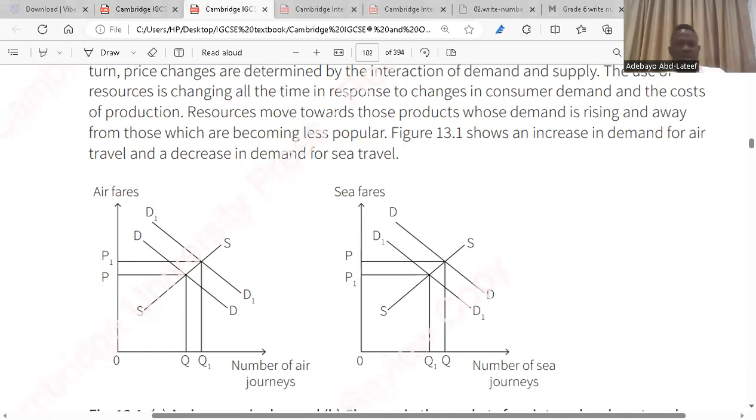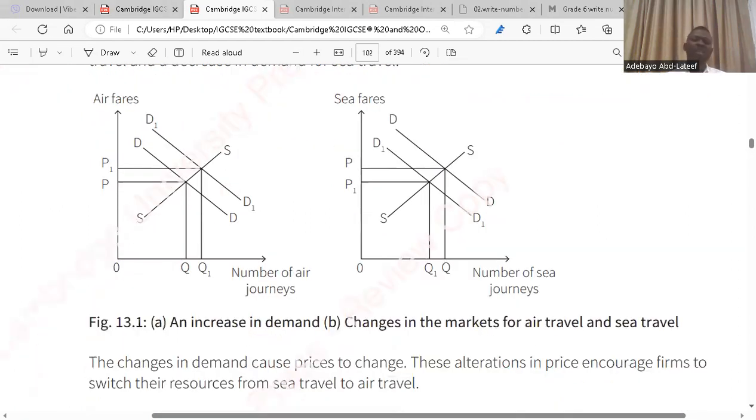Then he said, resources move towards those products whose demand is rising and away from those which are becoming less popular. Figure 13.1 shows an increase in demand for air travel and a decrease in demand for sea travel. So look at what happens here. There's air travel and sea travel. What happens based on the graph?